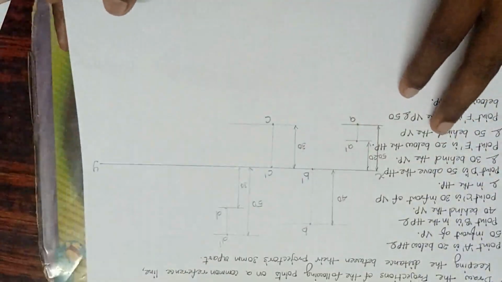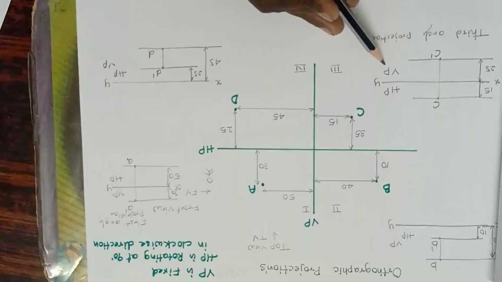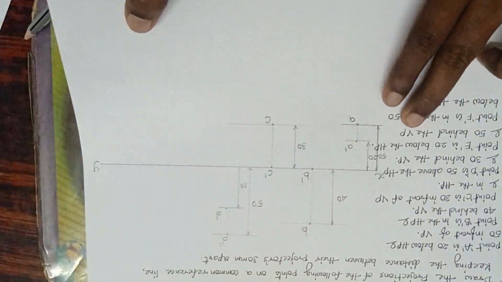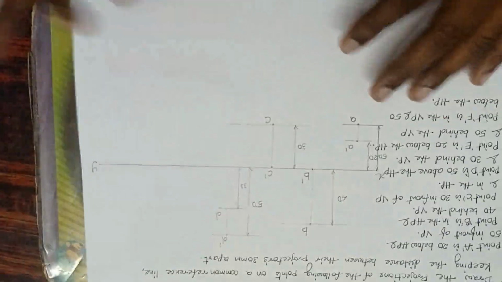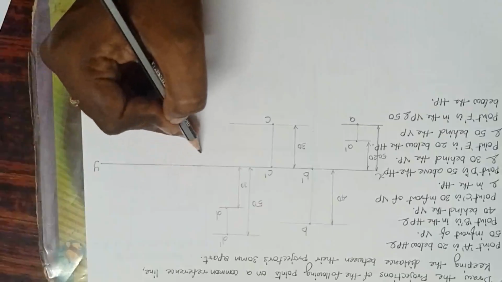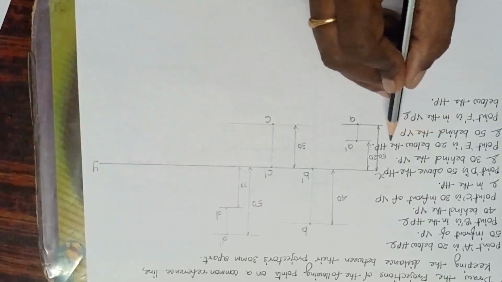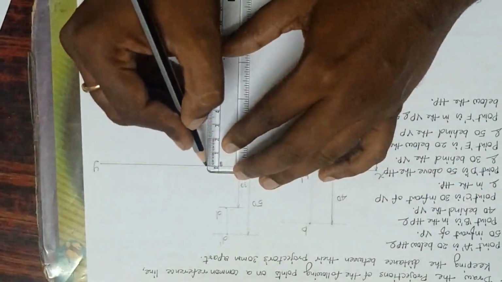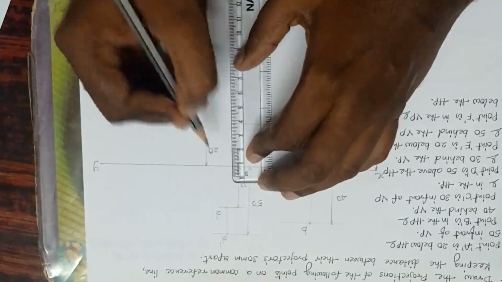Now, what are the distances he has given? 20 below the HP means I have to draw in the VP. So this is 20 now. And he is telling 50 behind the VP. Distance from VP is 50, which I have to draw on the HP. Let me draw here. So here HP is above and VP is below. Fine. Let us draw this one. 20 below the HP falls on VP. So VP is below now in the third quadrant. So this is 20.